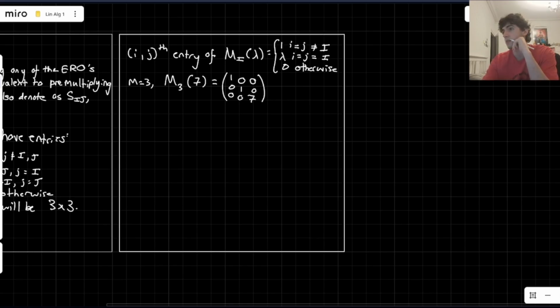Okay, so that's basically the matrix form of the elementary row operation that will multiply row capital I by some scalar lambda, that's non-zero. And lastly, we need to talk about aij of lambda.